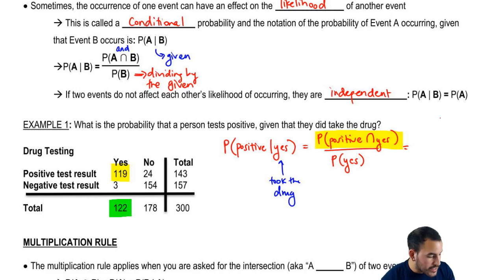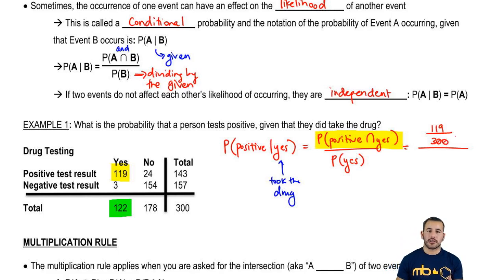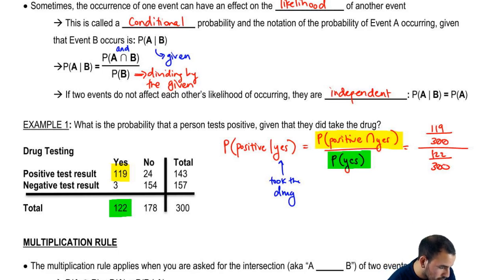So that's 119 out of how many people? Out of 300, right? Because that's the probability of being positive and also having taken the drug. Because there's 119 people out of those 300 who fell in that condition. Now, the probability of yes is just 122 out of 300. Right? So once we work that out, we end up getting 119 over 122. And I'm going to leave it like that. It's fine. If you have to do it in a decimal place, just go ahead and write the number in.